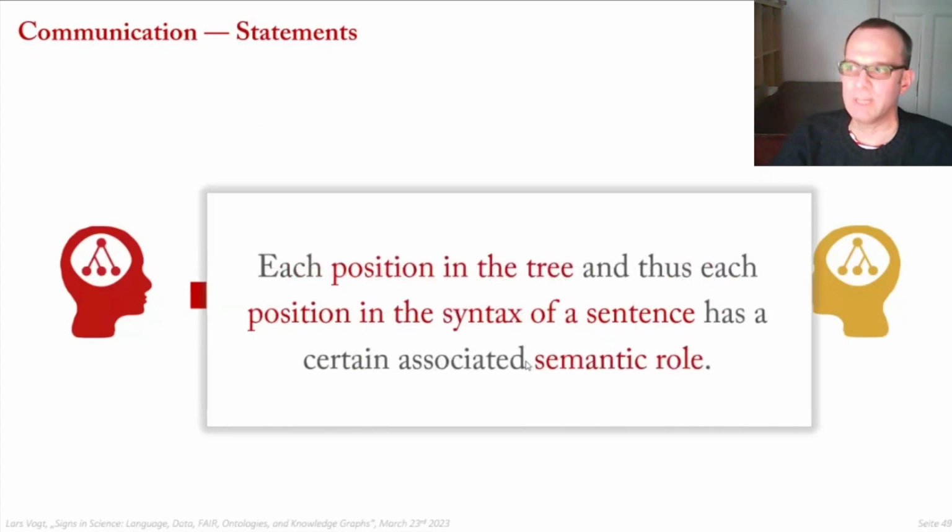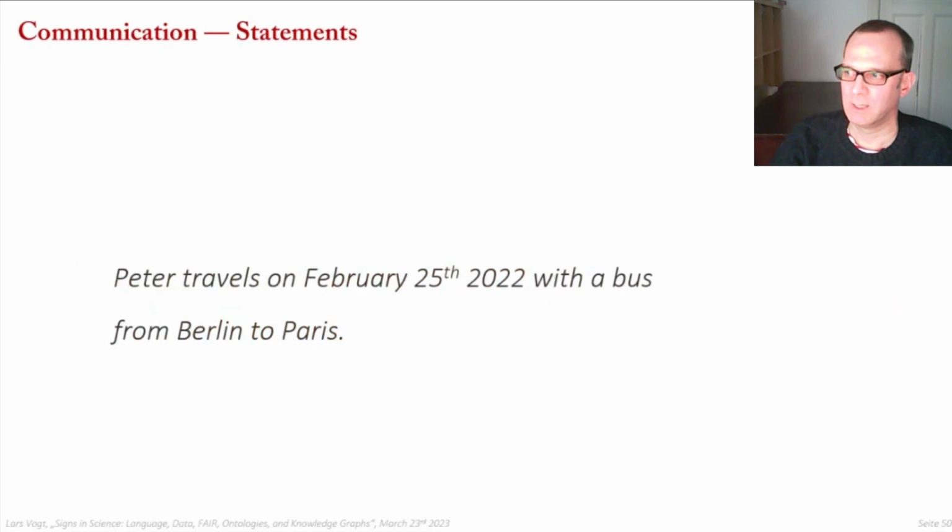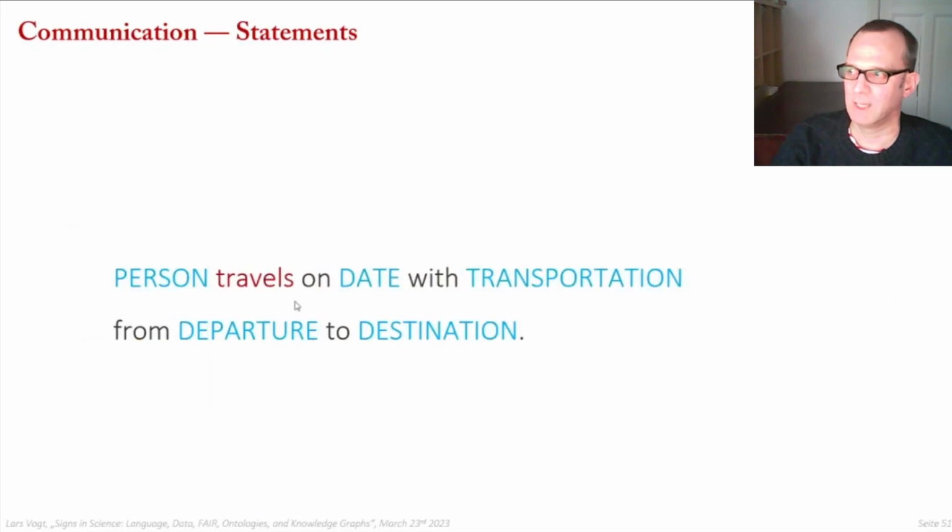And each position in the tree, and with it, each position in the syntax of a sentence, has a certain semantic role associated with it. What that means, I can show you with an example. We have here the statement, "Peter travels on February 25th, 2022 with a bus from Berlin to Paris." And here I marked the positions of subject and objects in blue, and in red, the verb or predicate.